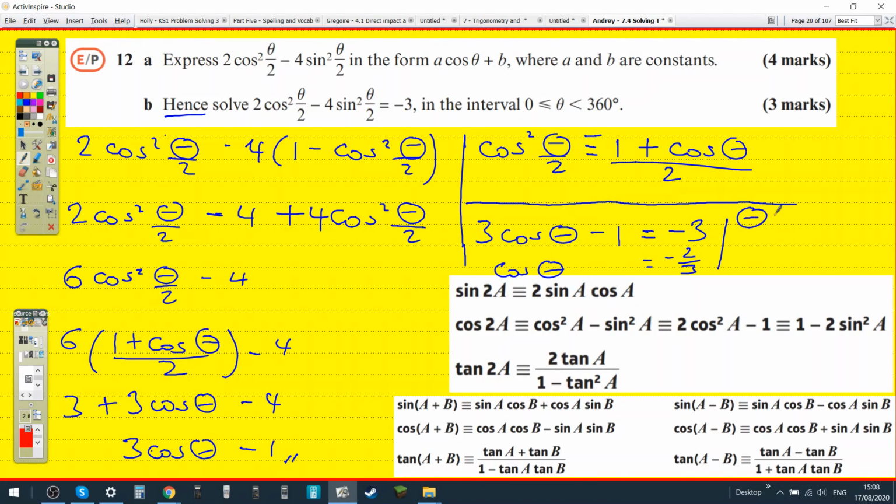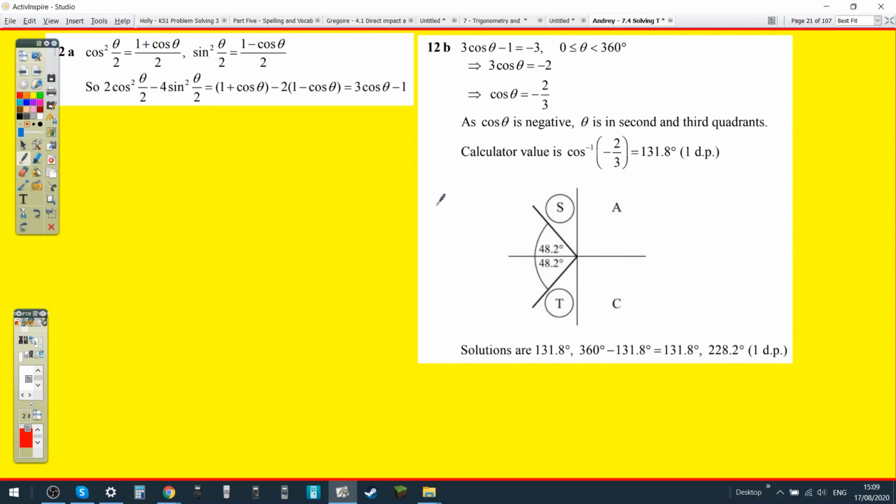I got 131.8, and an additional answer between 0 and 360. So because it's cos, is that 360 minus 131.8? Yeah. I got 228.2. Grand. No idea what this is about. It's not what I thought it would be.